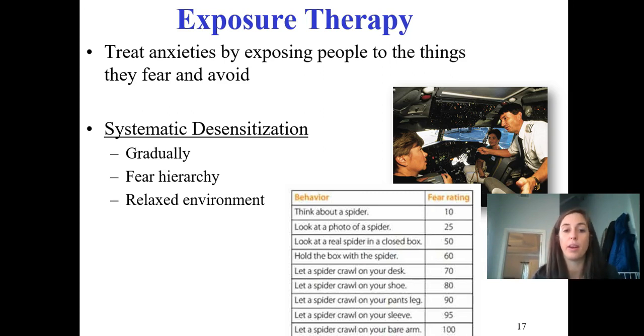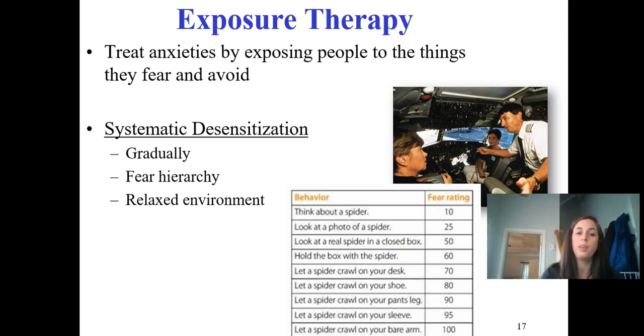Think about a spider. Alright? And then now let's look together at a picture of a spider. And then let's look at it in a closed box. And then you hold the box. And it crawls on your desk, all the way to crawling on your bare arm. Now, I don't want that to happen. Okay, so I don't have a phobia, but I don't want a spider on me. Yeesh. Anyway. Alright, so that's systematic desensitization.